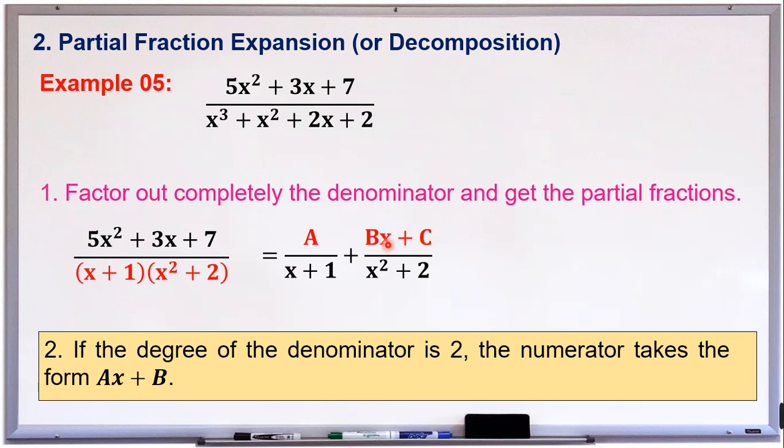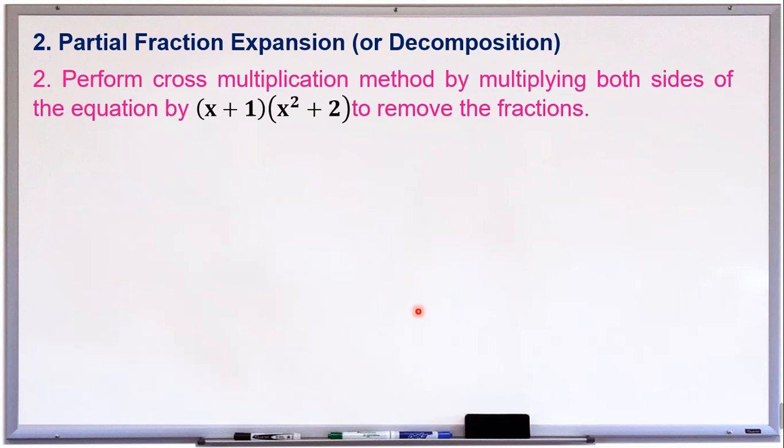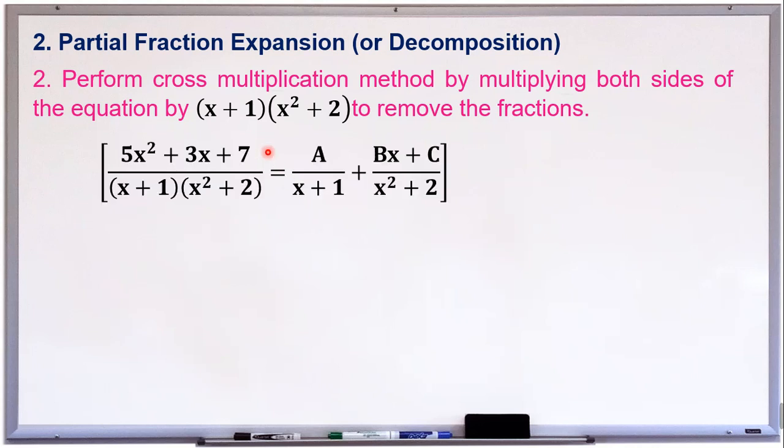Now we're going to use the cross multiplication method here because it is more convenient compared to the cover up method. So we're going to eliminate the fraction. To eliminate the fraction, we're going to multiply both sides of the equation by the factors of the denominator of the given complex fraction. That is x plus 1 times x squared plus 2. Okay?